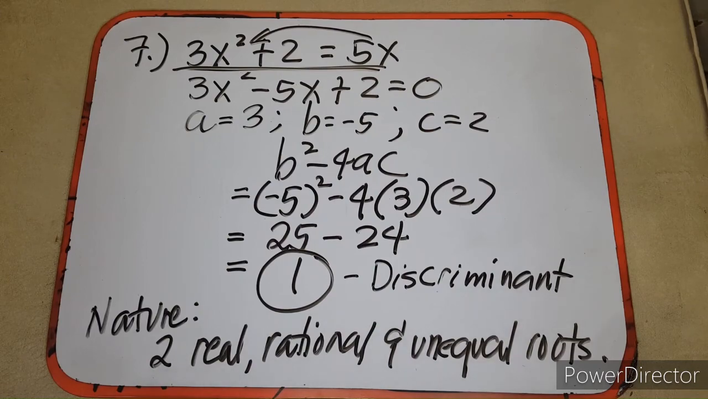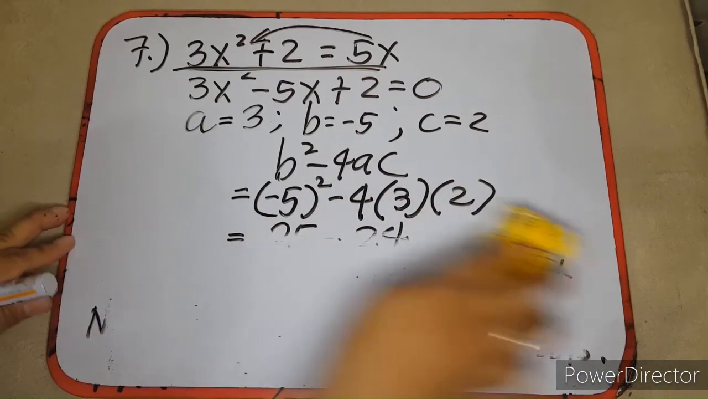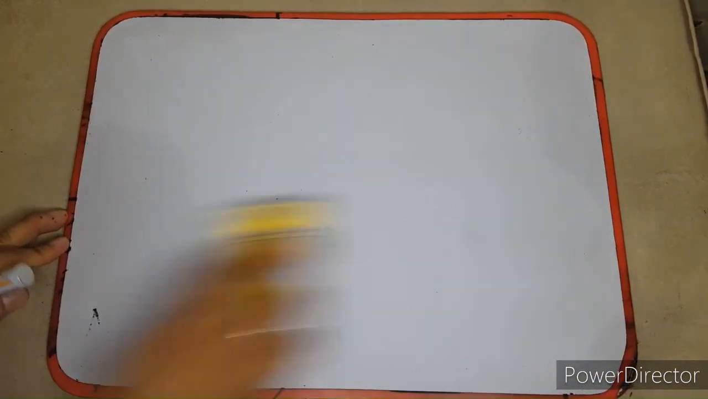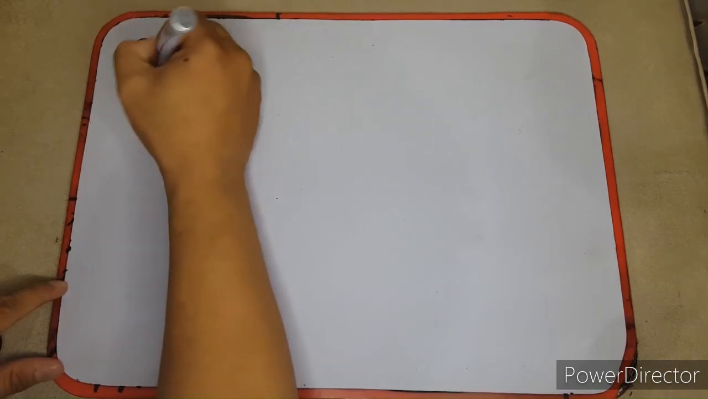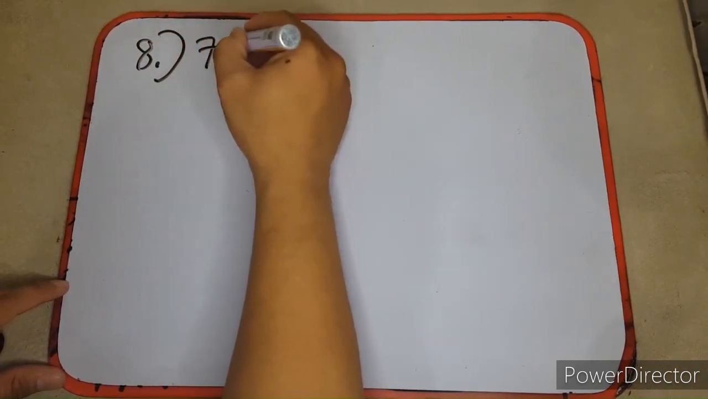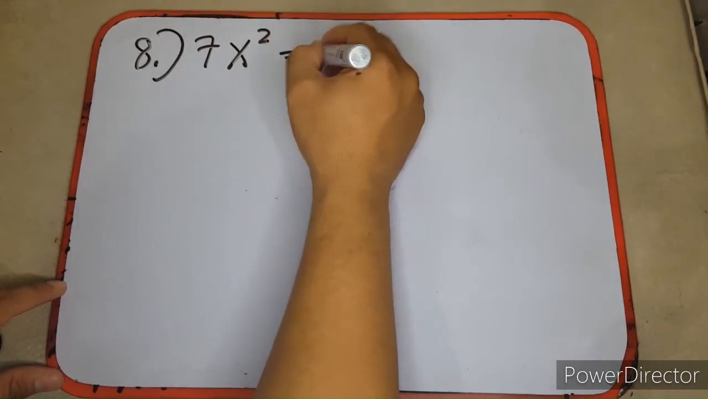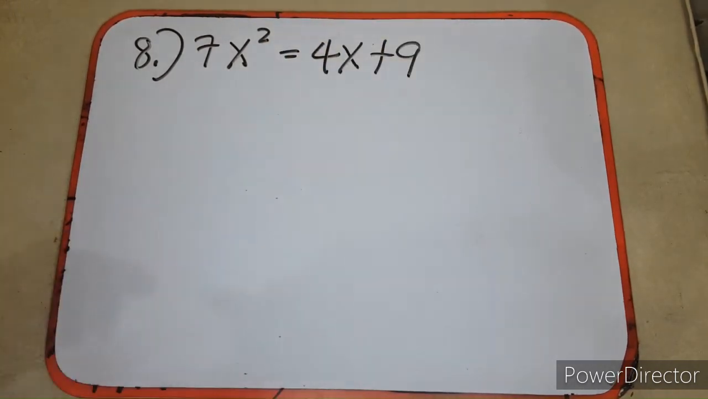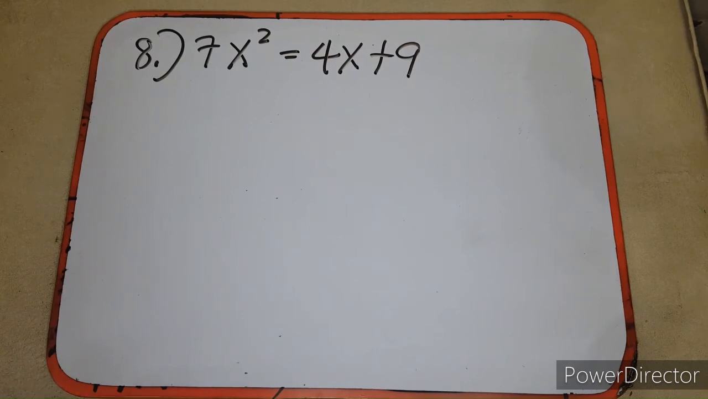Next, let's answer another example. So let's have example number 8. So example number 8, the given is 7x squared is equal to 4x plus 9. So just like example number 7, example number 8 was not yet arranged in the form ax squared plus bx plus c is equal to 0. So just like what we did on example number 7, let us first arrange that in the right form.